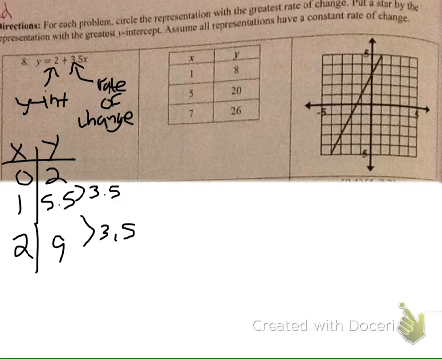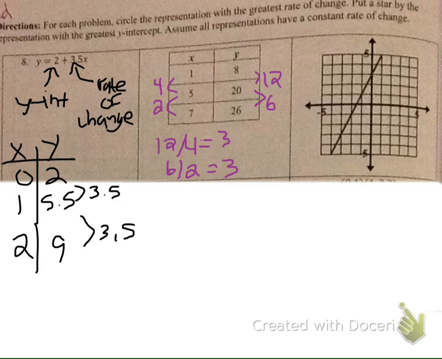Okay, for the next one I need to make an equation by putting in my carets. From 8 to 20 is going up 12. From 20 to 26 is going up 6. From 1 to 5 it's going up 4. 5 to 7 it's going up 2. Now I have to divide them. Change in y divided by change in x, so 12 divided by 4 is 3, and 6 divided by 2 is 3.